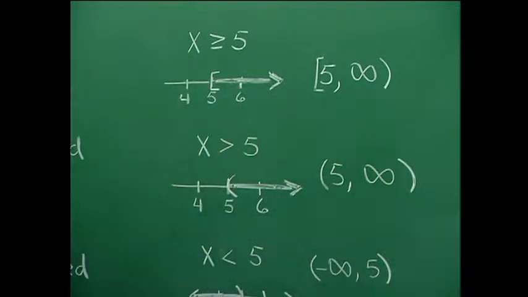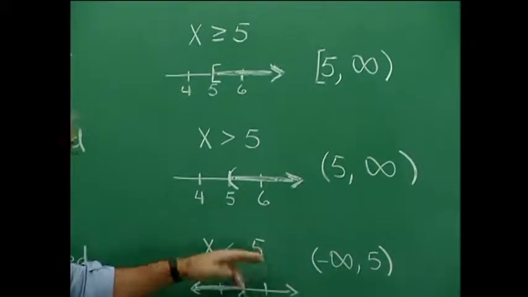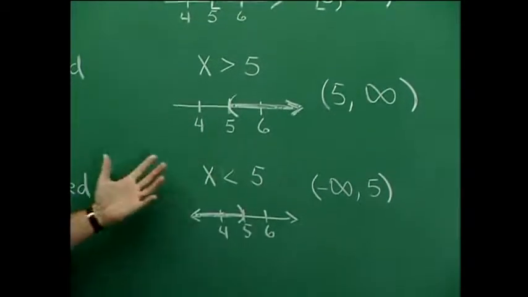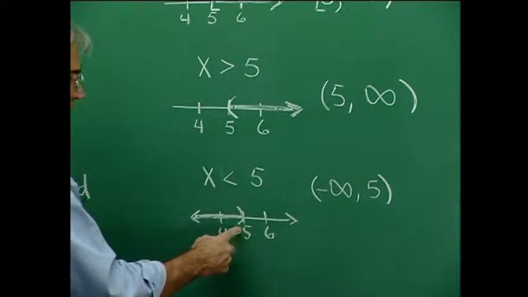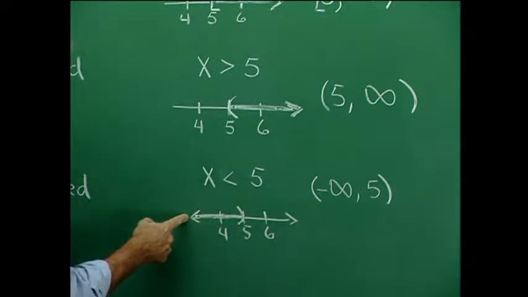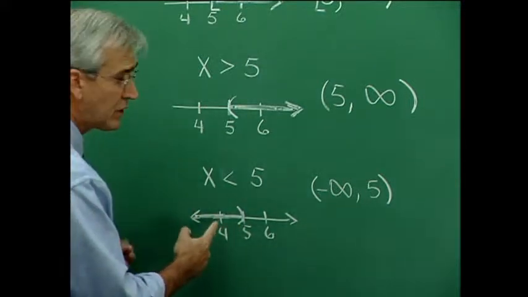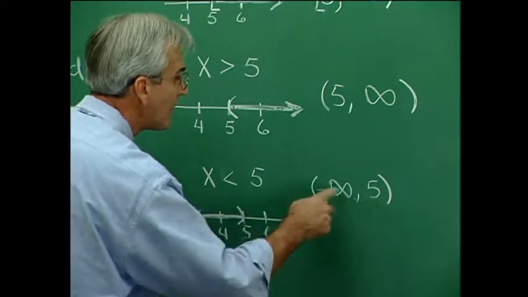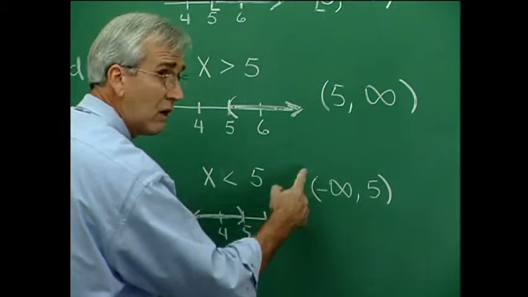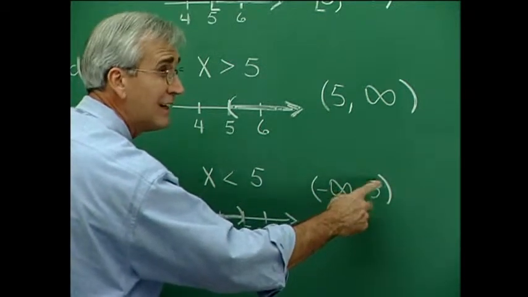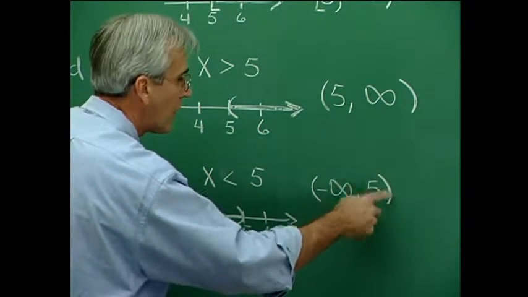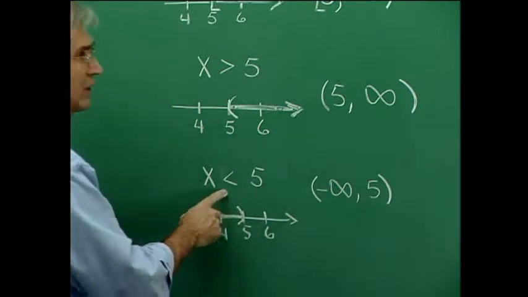For this one, x is less than 5. We're just going in the other direction. Very similar idea then. We shade to the left of 5. We don't include 5, indicated by a parenthesis here. Shade an arrow on this side as well. The interval notation is from negative infinity to 5, never closing on the infinity side, you see. And we don't close the interval on the other side either because we have a strict inequality.